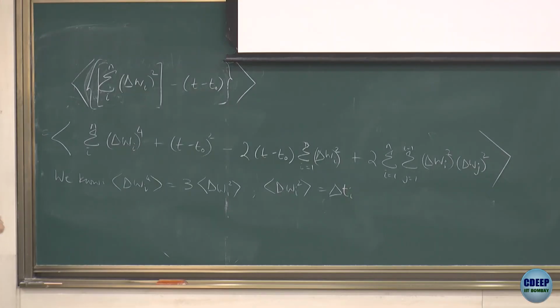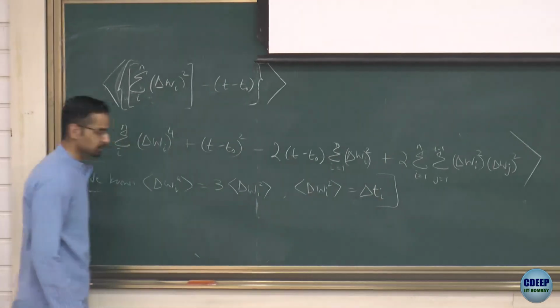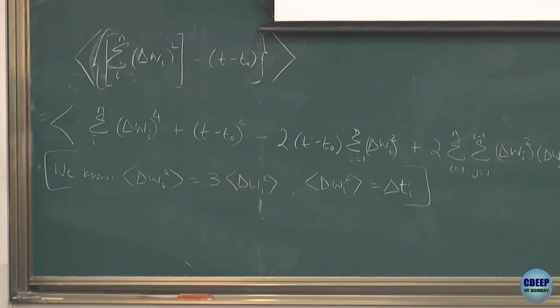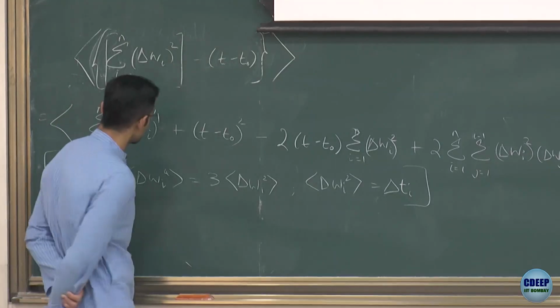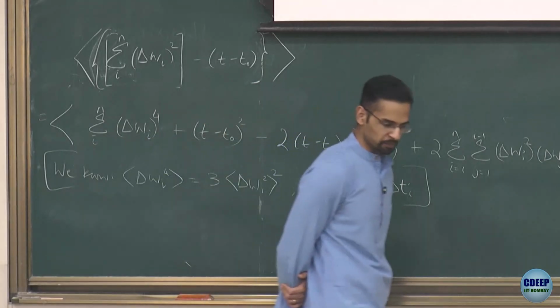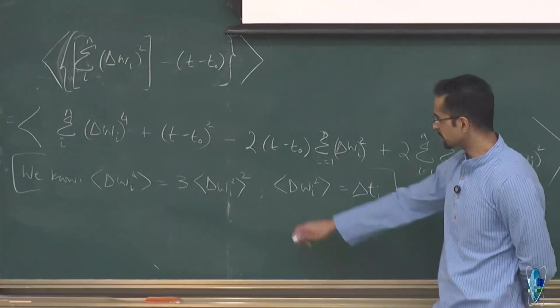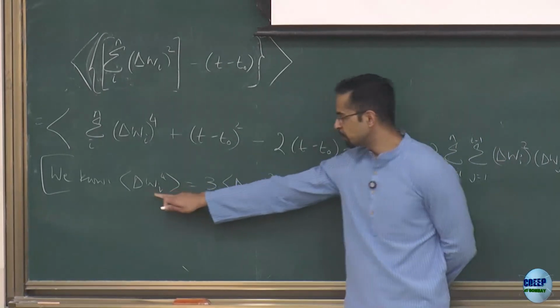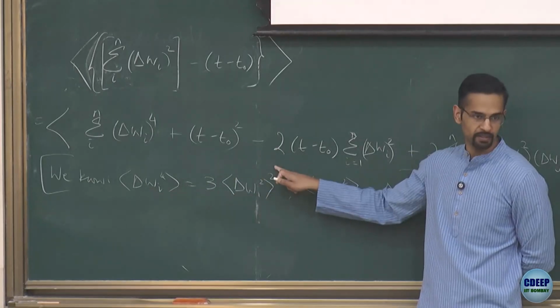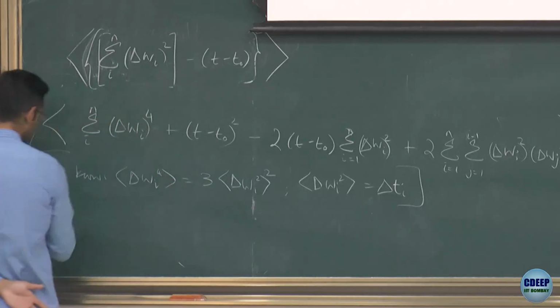These are the properties of the Wiener process. Sorry, I forgot the square on top, otherwise the powers would not match. Just pay attention to this: the fourth moment is 3 times the second moment squared. Otherwise the powers wouldn't match. Fine. So now I can proceed.